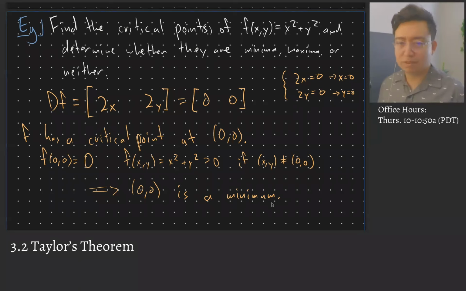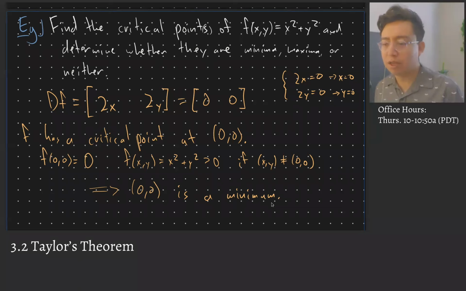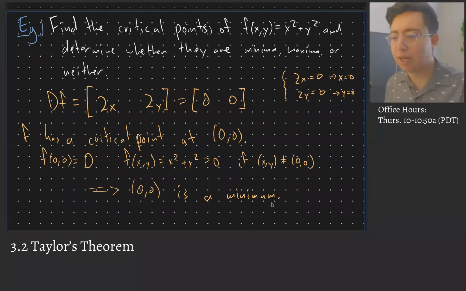Right, because every possible output of this function is going to be positive, or at least it's not going to be negative, I should say. And the only time it's 0 is if you plug in the origin, and every other point is going to be positive. And so you can see that (0, 0) has to be a minimum. So this is just a little way for us to practice the first derivative test, just to find the critical points. And in this case, we can realize that the critical point is actually a minimum.